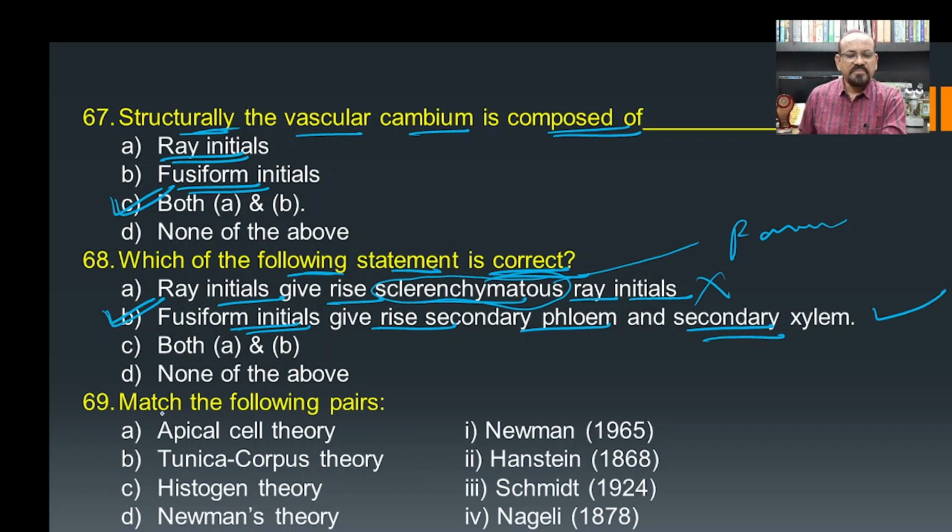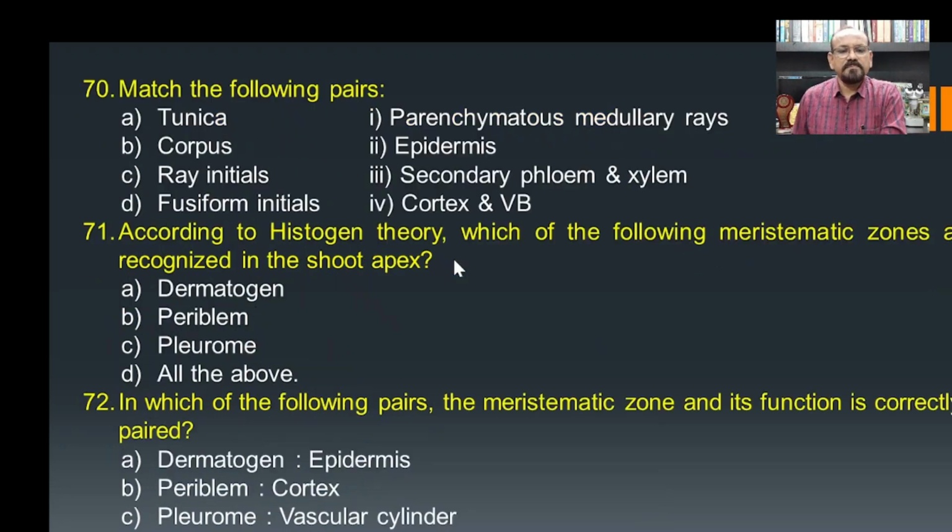Then match the following pairs. Apical cell theory was proposed by Nageli, tunica corpus theory was proposed by Schmidt, histogen theory by Hans Steen, and the Newman theory was proposed by Newman.